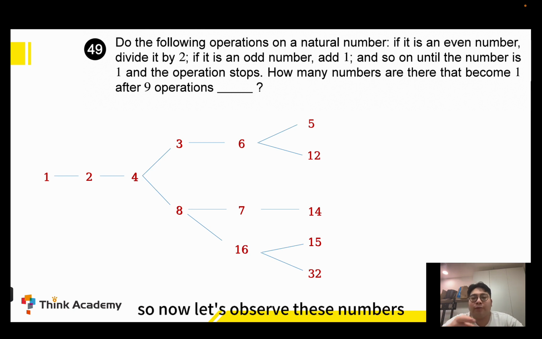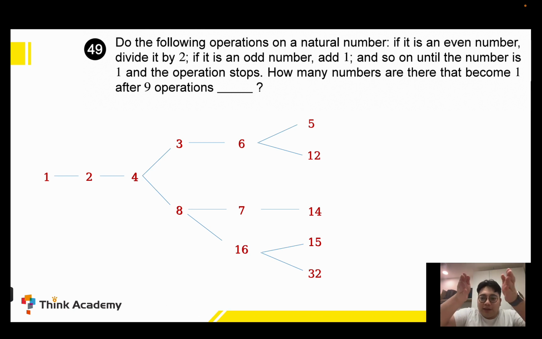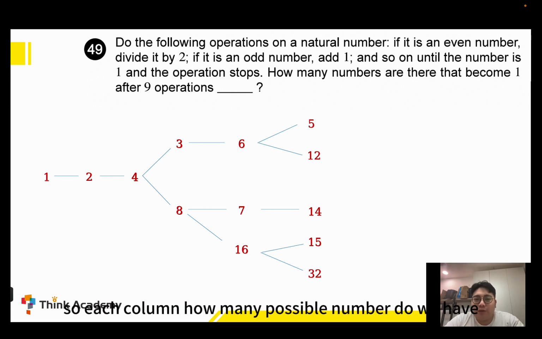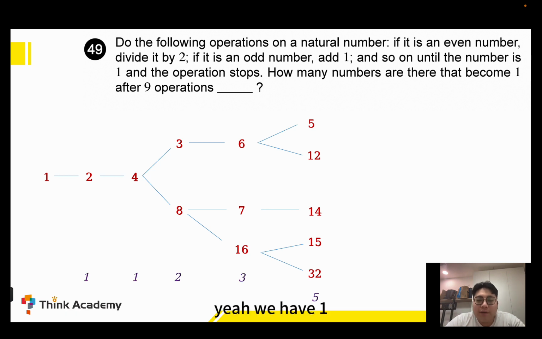So now let's observe these numbers. Each column is 1 step. So for each column, how many possible numbers do we have? We have 1, 1, 2, 3, and 5. So now let's look at that. Can you find any pattern here? Each step is actually the sum of the 2 previous steps.